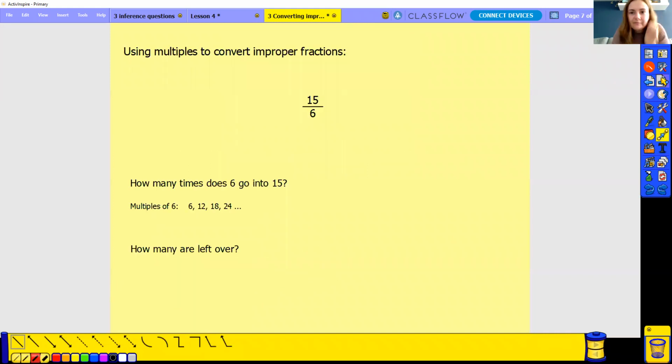Okay. Right. So now we're going to change it slightly. We're going to use our knowledge of multiples and our knowledge of times table facts to be able to convert improper fractions. So this one here is 15 over 6.